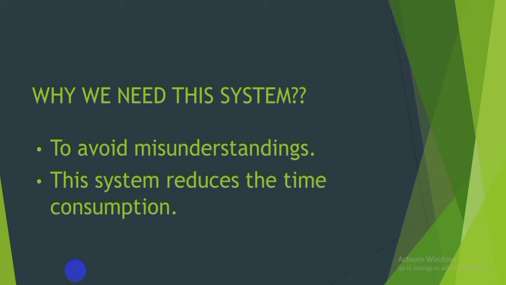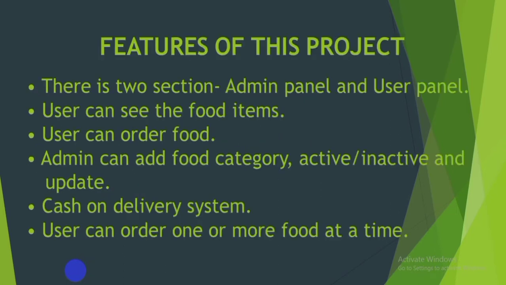In our current situation, we face a few troubles like misunderstanding while we order food, and it is very time consuming. To avoid these types of problems, we need this system. According to our project goal, our project has these features. There are two sections, admin panel and user panel. User can see the food items and order food. Admin can add food category, inactive and update.